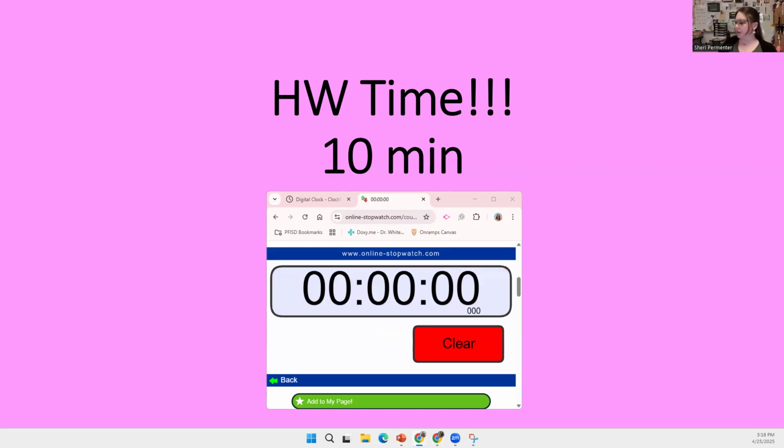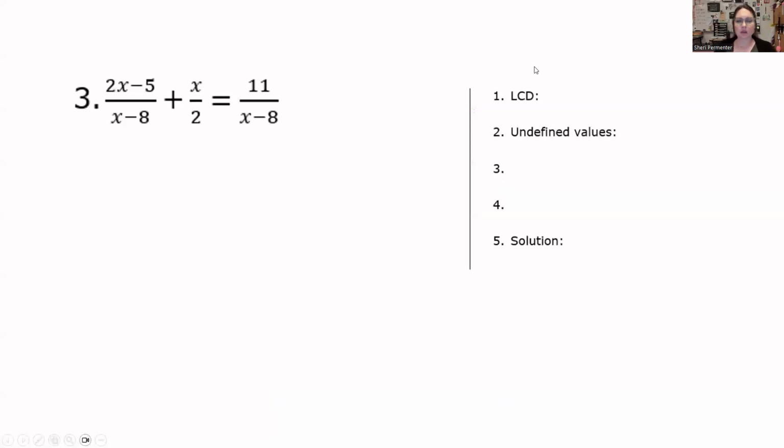All right, let's finish our notes. We've got a couple more problems. Next problem. This has an x minus 8 and this has a 2. Well, I think our lowest common denominator is going to be 2 times x minus 8 because you have to have everything present. So our lowest common denominator ends up being 2 times x minus 8.